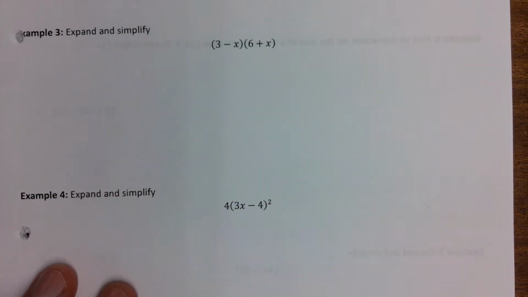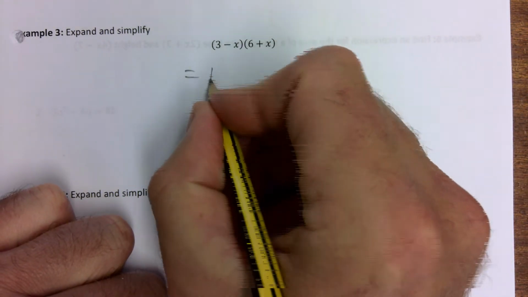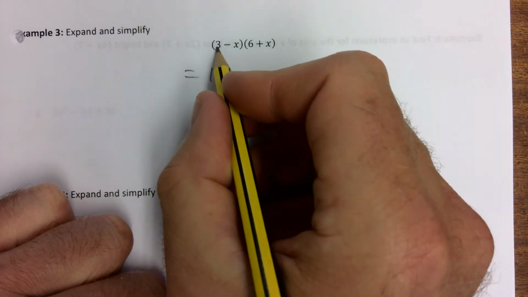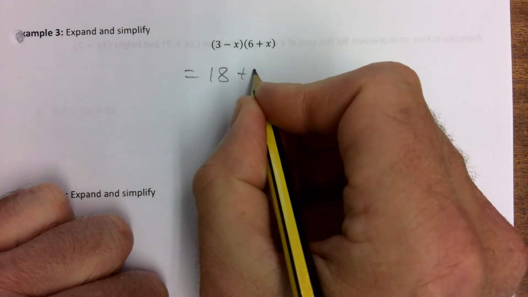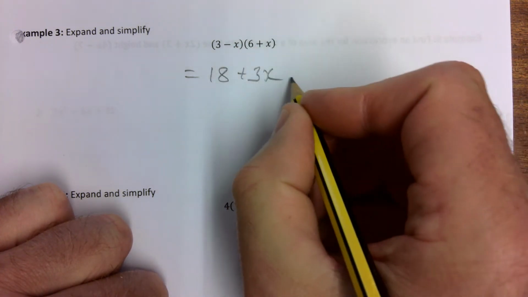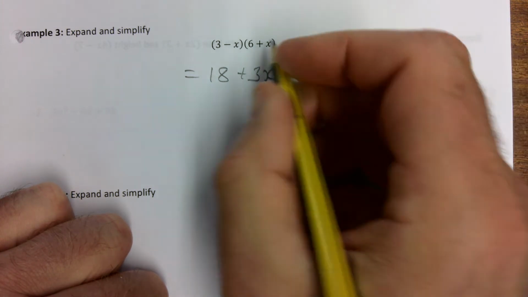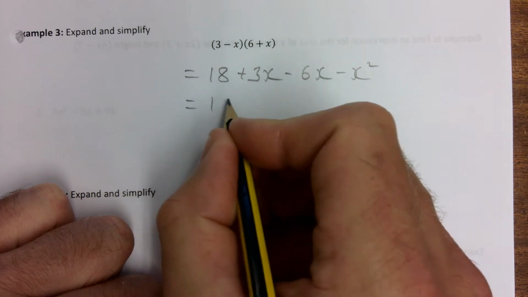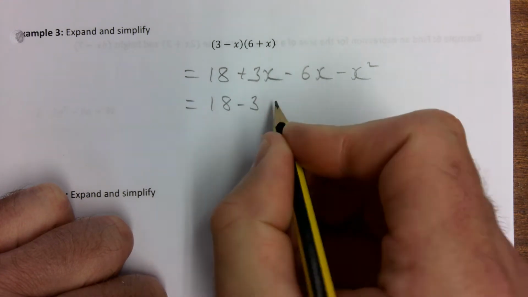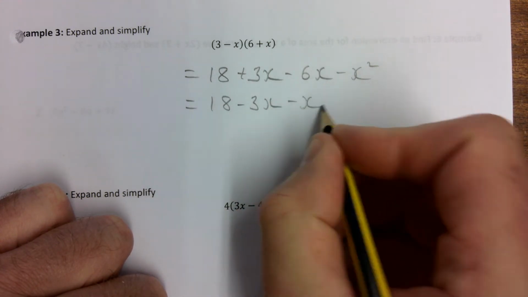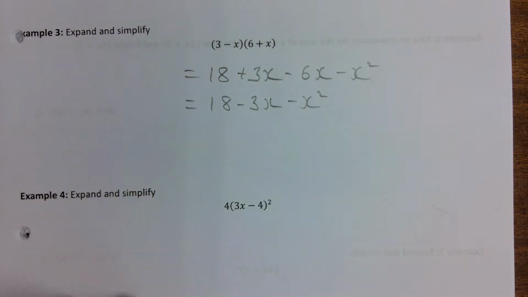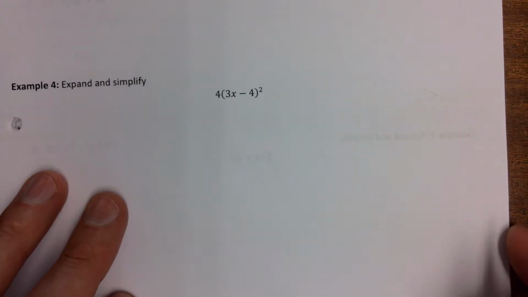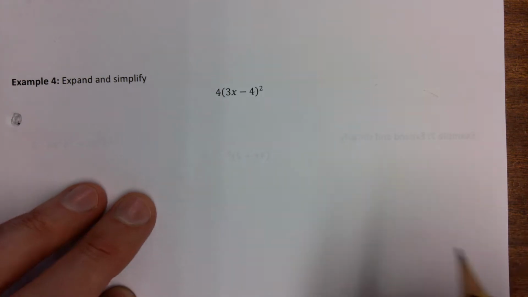Example 3. First, 3 times 6, 18. Outer, plus 3x. Inner, minus 6x. Last, minus x squared. 18 minus 3x minus x squared. Next one requires a wee bit of work, so we just need to be careful here.